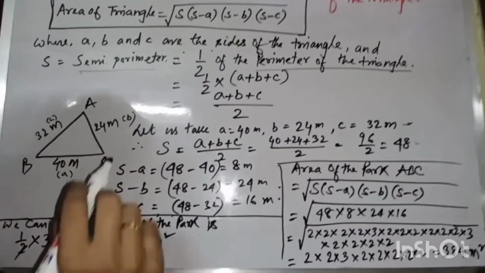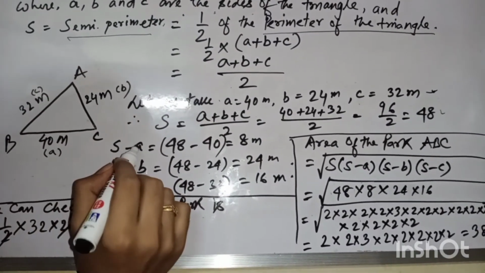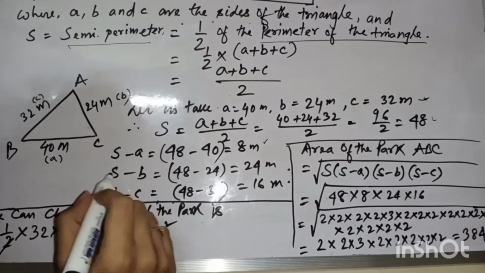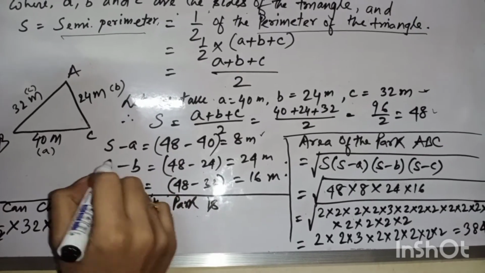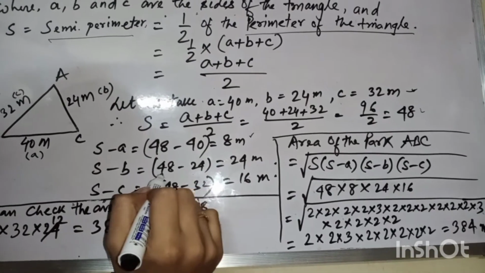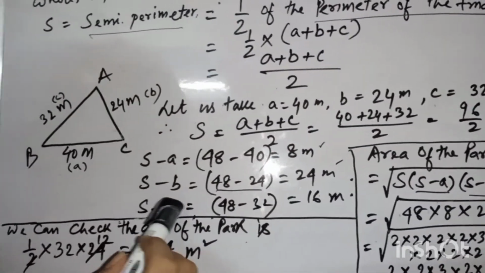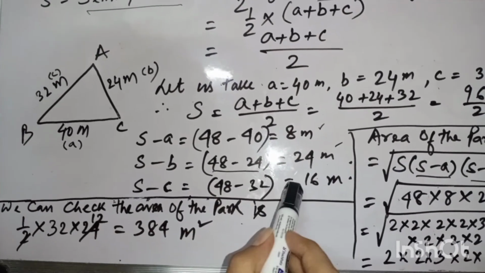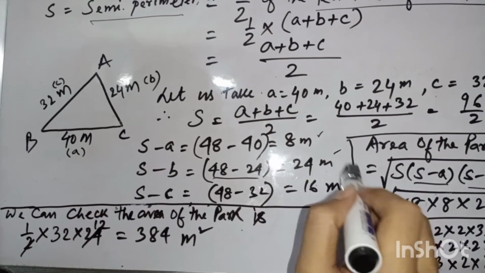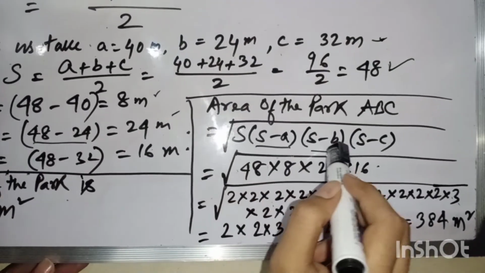Hence, I am writing separately: S minus a is equal to 48 minus 40, that is 8 meter. S minus b is equal to 48 minus 24, that is 24 meter. And similarly, S minus c is equal to 48 minus 32, that is 16 meter. Then we put these values in Heron's formula, root over S into (S minus a) into (S minus b) into (S minus c).